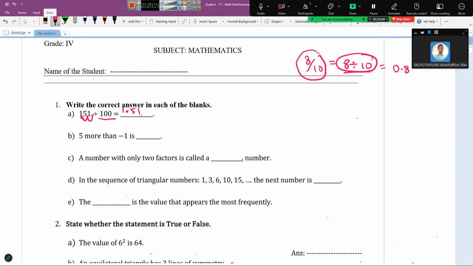Now, using the long division, can you confirm whether your answer is correct or wrong? How can you do that? 8 divided by 10. Now, how many tens do we have in 8? 0, and here 0, and the remainder is 8, and you have to place a decimal point here, and 80. In 80 we have 8 tens. So again 0.8. So the answer is correct. Now again, this is very simple.